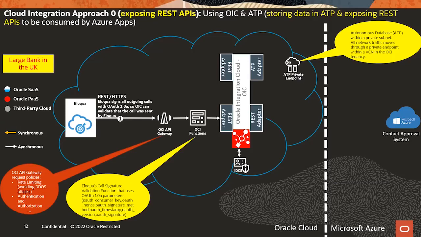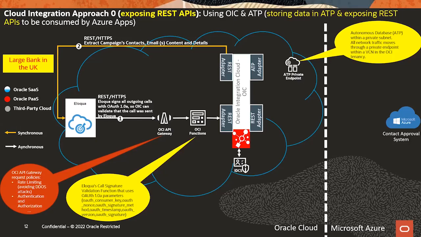So why are we using OCI API Gateway and OCI Functions here? Because Eloqua signs all outgoing calls with OAuth 1.0a. So OIC needs to validate that the call was sent by Eloqua, to protect this REST endpoint. So in this case, we put OCI API Gateway in place to have rate limiting policies and authentication and authorization policies. And we use an OCI function as the authorizer function that is going to validate those parameters.